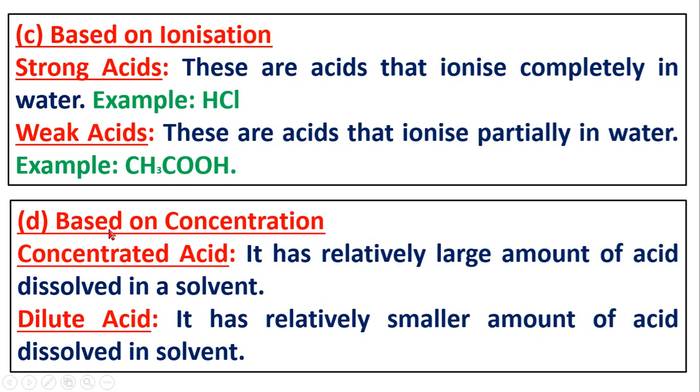The fourth one, D, based on concentration. It is classified into concentrated acid and dilute acid. Concentrated acid means the percentage of an acid is a larger amount. Dilute acid means the percentage of an acid in a solution is a smaller amount. So concentrated acid has a relatively large amount of acid dissolved in a solvent, while dilute acid has a relatively smaller amount of acid dissolved in a solvent. So these are the classifications of acids.